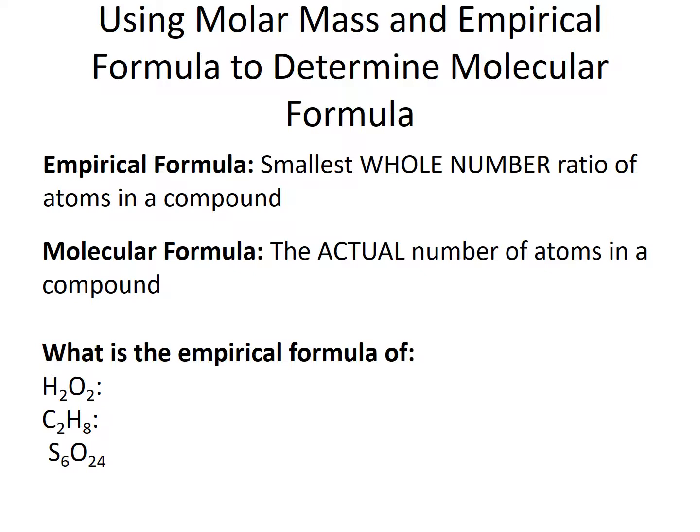H2O2 is hydrogen peroxide. We see that there are 2 hydrogens for every 2 oxygens. That means there's a 1-to-1 ratio between them, so the empirical formula is HO. C2H8, there's 2 carbons for every 8 hydrogens, so the empirical formula is CH4. And S6O22, there's 1 sulfur for every 4 oxygens, so the empirical formula is SO4. We should remember that.